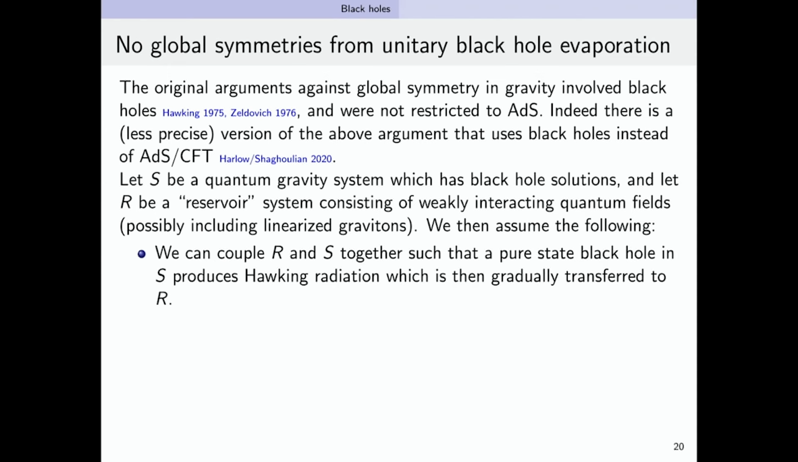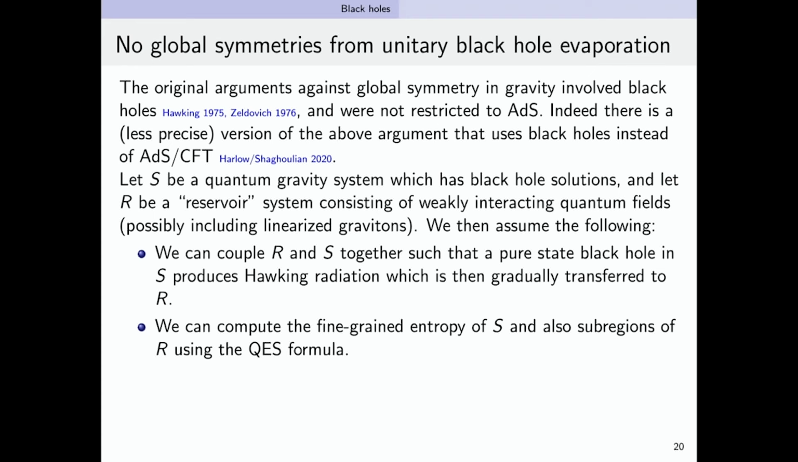And then I'll just assume that somehow I can couple these together in a way that a pure state black hole in S makes Hawking radiation that goes into R. And moreover, that I can compute the fine-grained entropy of S and also subregions of R using the quantum extremal surface formula. Of course, that's a huge assumption, because I didn't derive it from anything. I'm just assuming it. But okay, it worked in AdS, so maybe it works more generally.